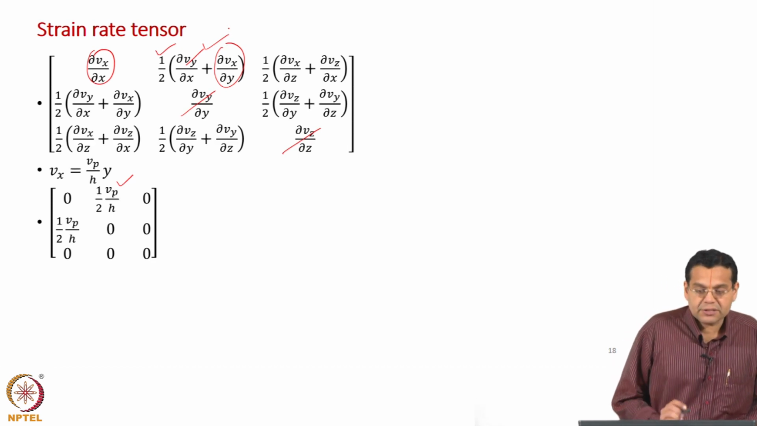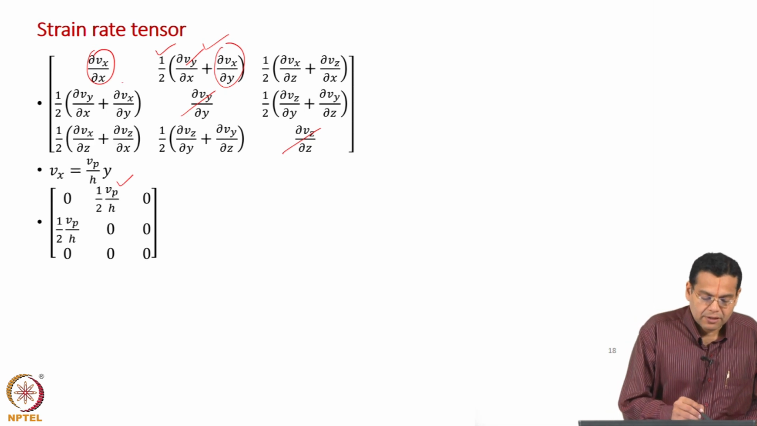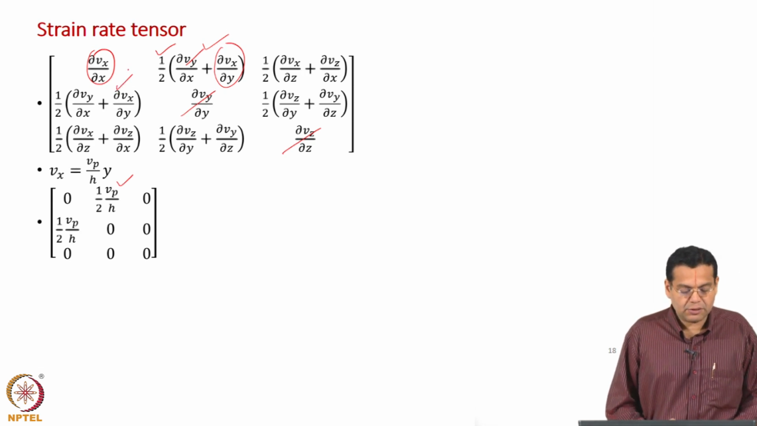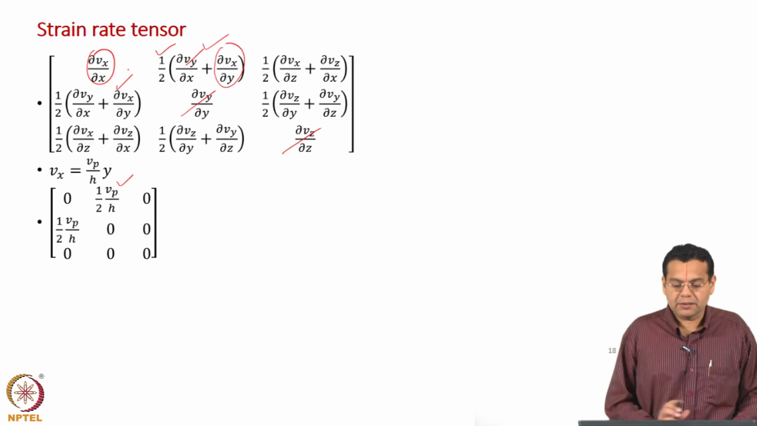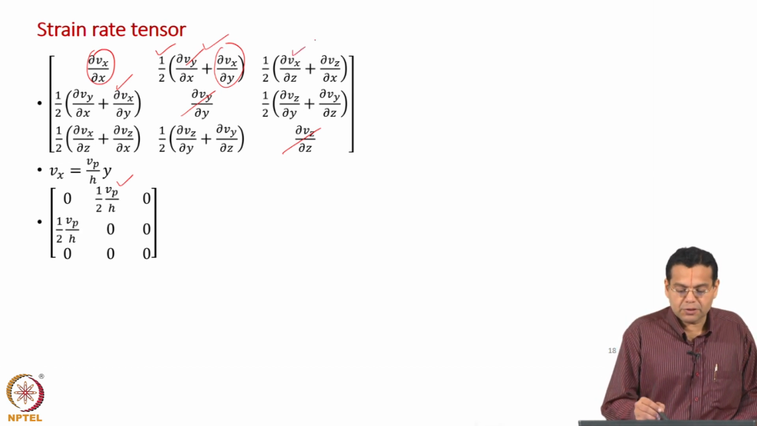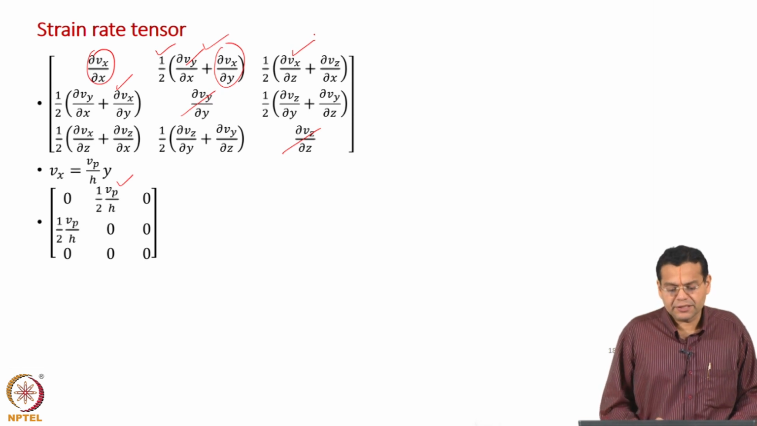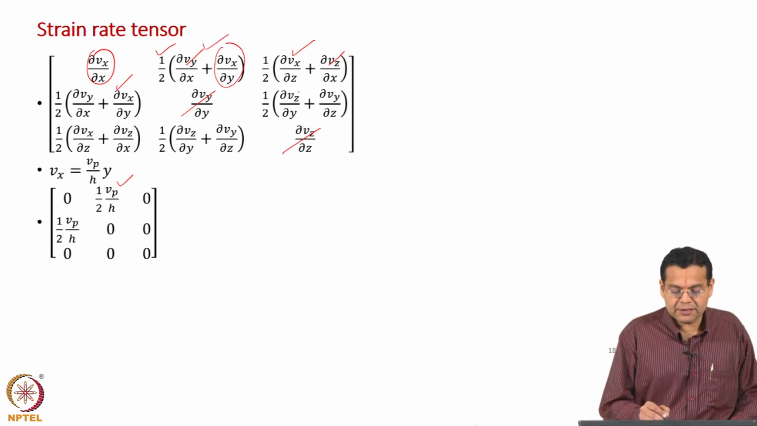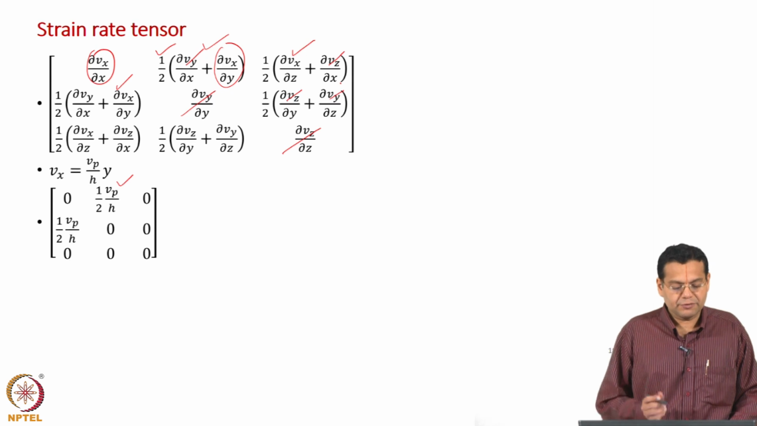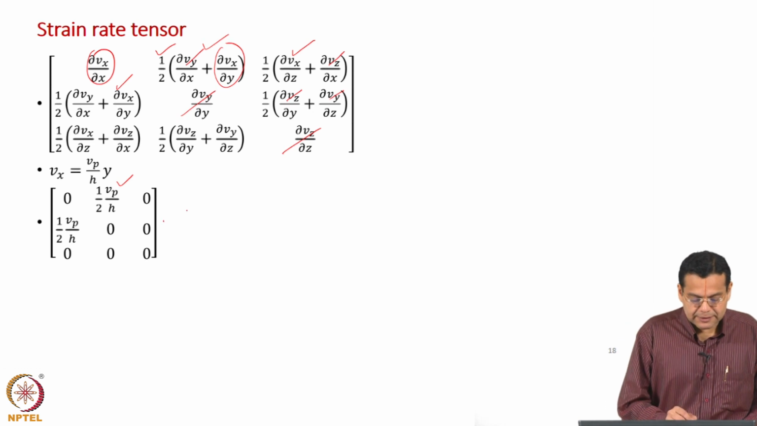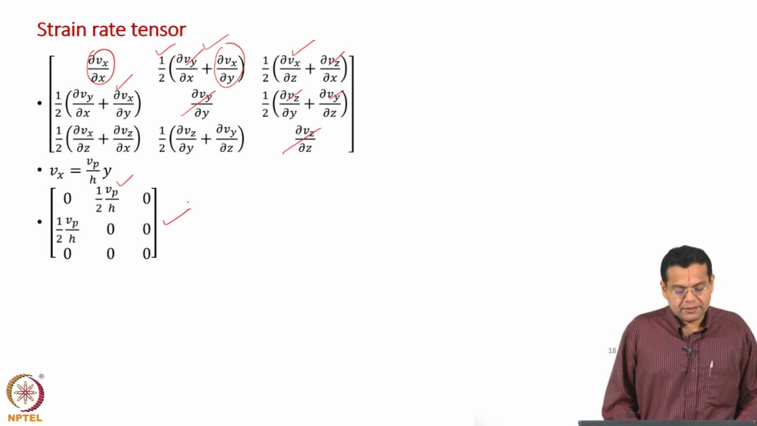And of course, we know the strain rate tensor is symmetric, so we can evaluate the other entries too. This term is also half V p by h, all other terms are 0. This term is 0 because V x is not a function of z and V z is 0, and in this term V z is 0 and V y is 0. So, once again 0. Of course, you can write the other entries symmetrically. So, this is the strain rate tensor where we have non-zero values for 2 of the components.